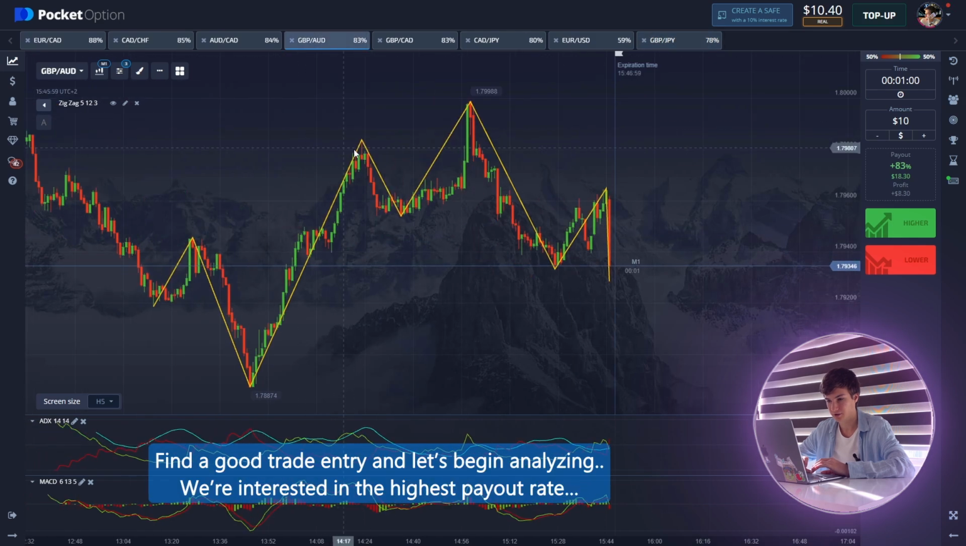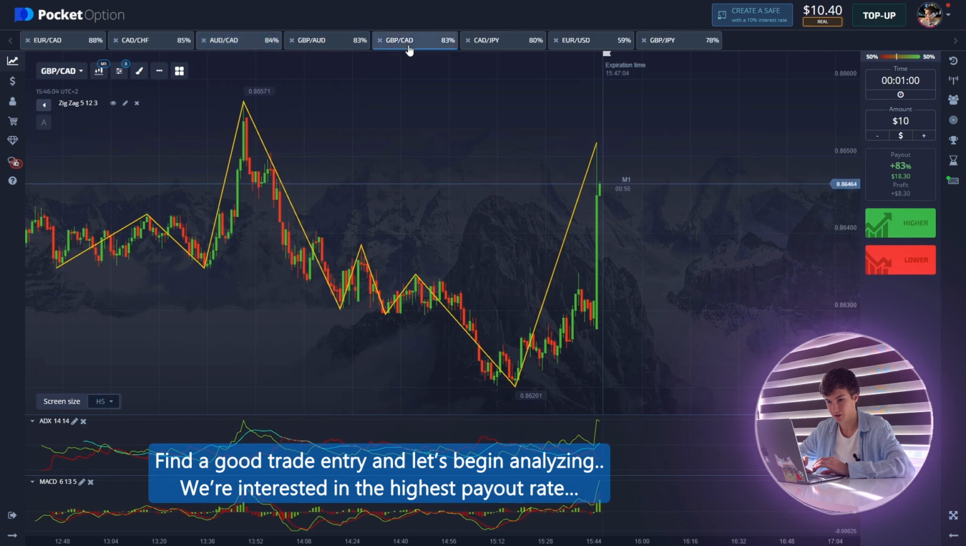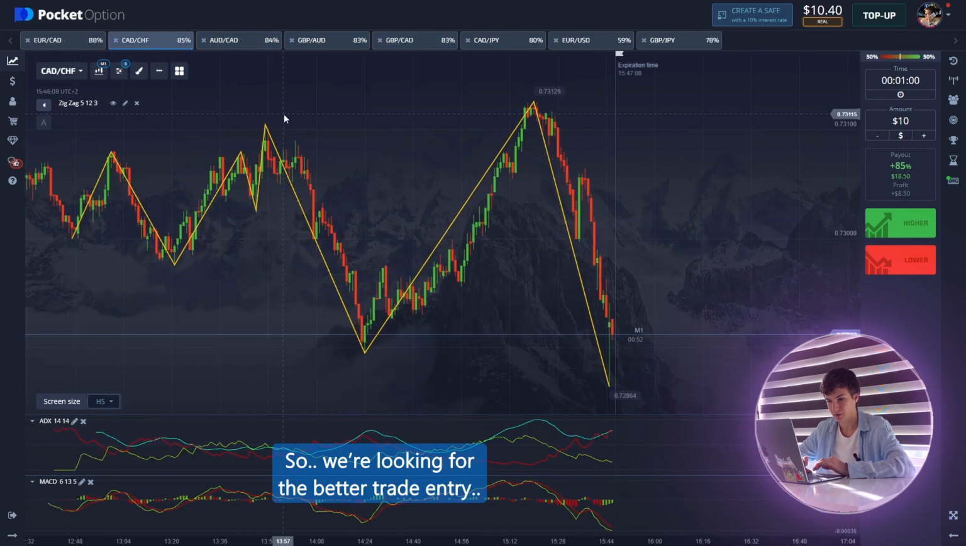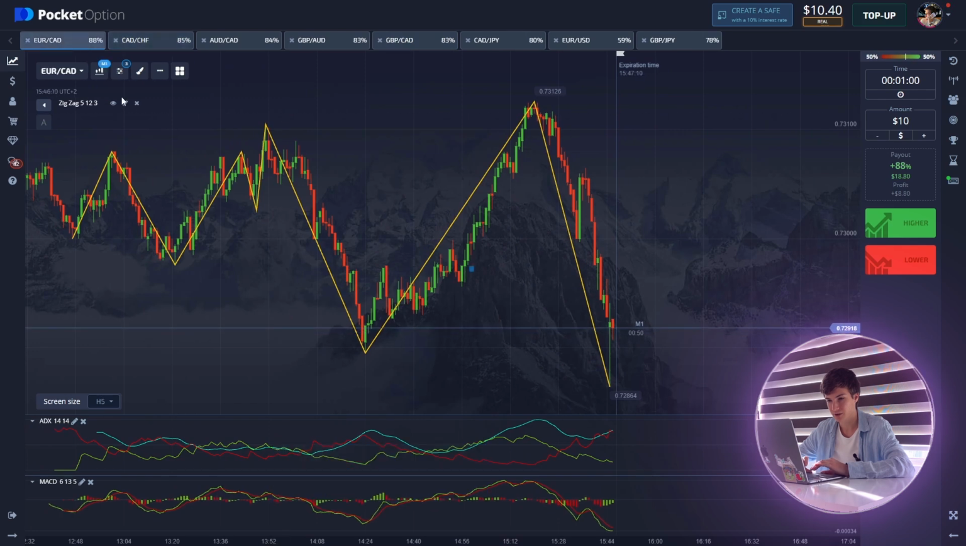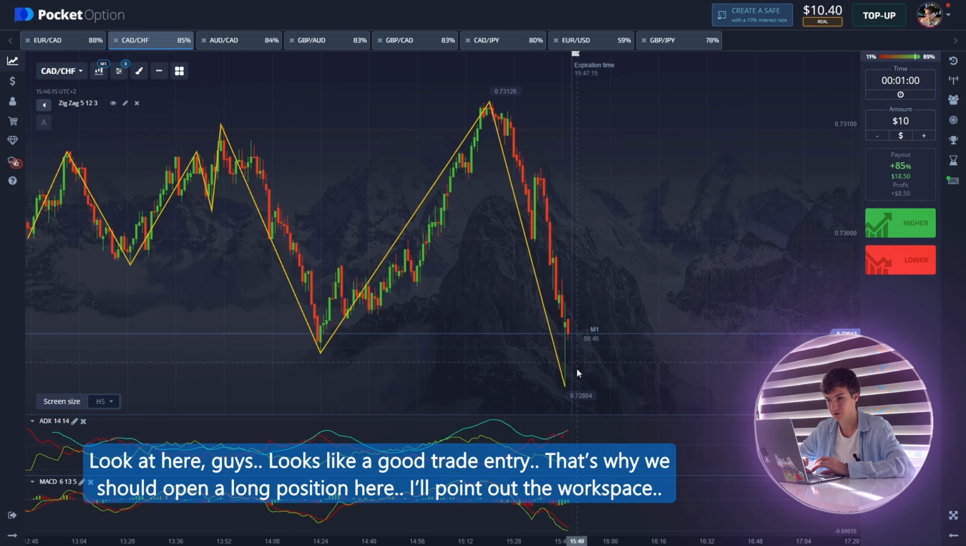Find a good trade entry and let's begin analyzing. We are interested in this pair. So we are looking for a better trade entry. Look here, guys, looks like a good trade entry. That's why we should open a long position here.